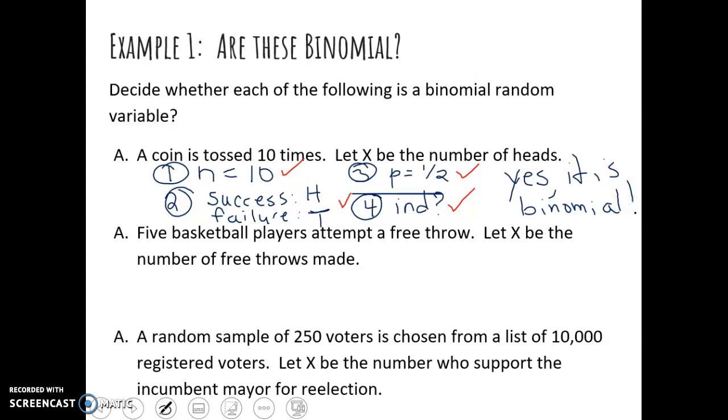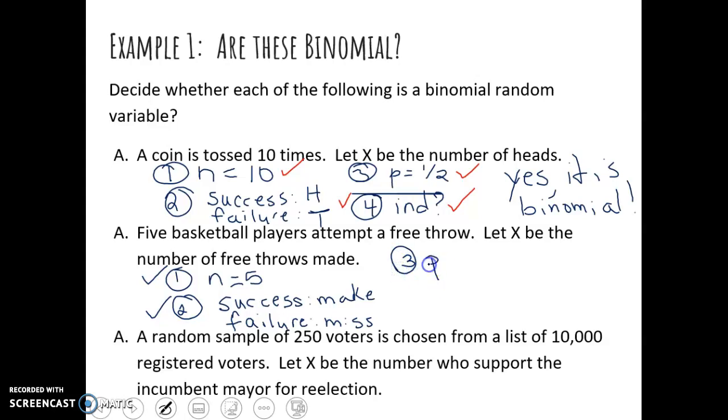Alright, 5 basketball players attempt a free throw. Let x be the number of free throws made. So since 5 basketball players attempt a free throw, there's 5 throws. So number 1, fixed number of trials is 5. We're good there. 2, we need a success and a failure. So a success would be making the basket, and then a failure would be a miss of the basket. So that's 2 outcomes. We're good there.